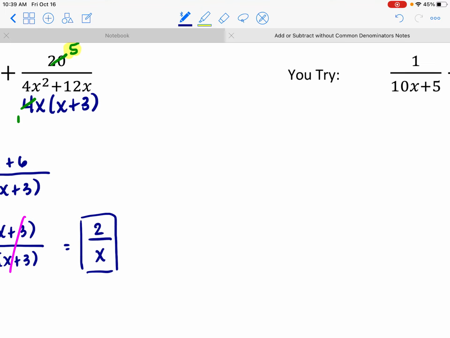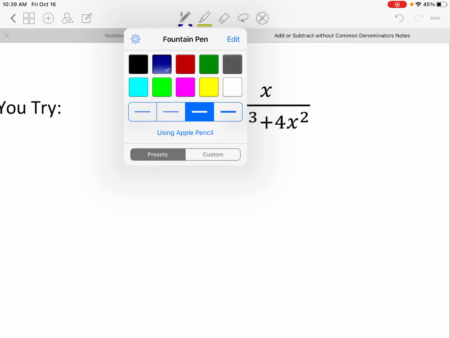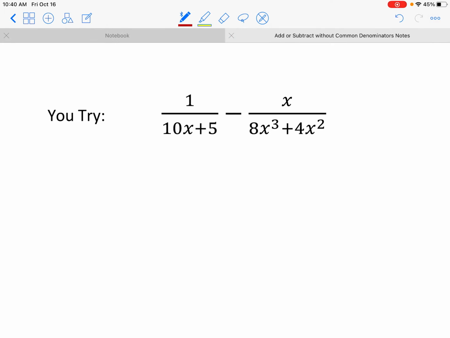All right, almost there. We got one last one. And again, if you feel good about this, then give it a shot. If not, we'll work it out together. No big deal. Let's see.